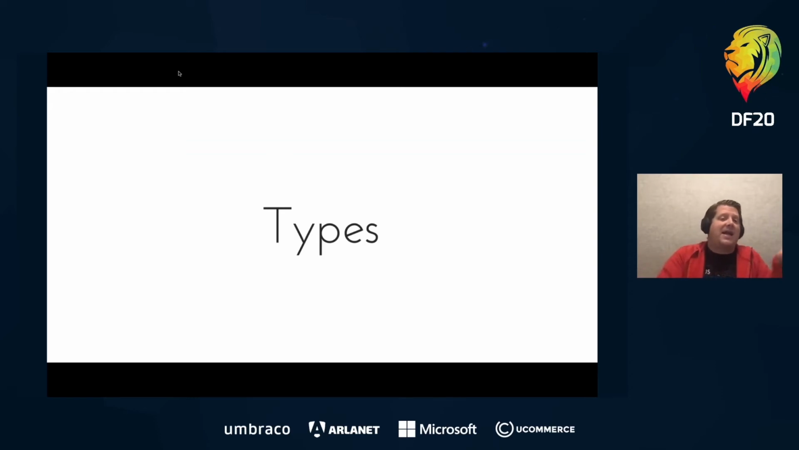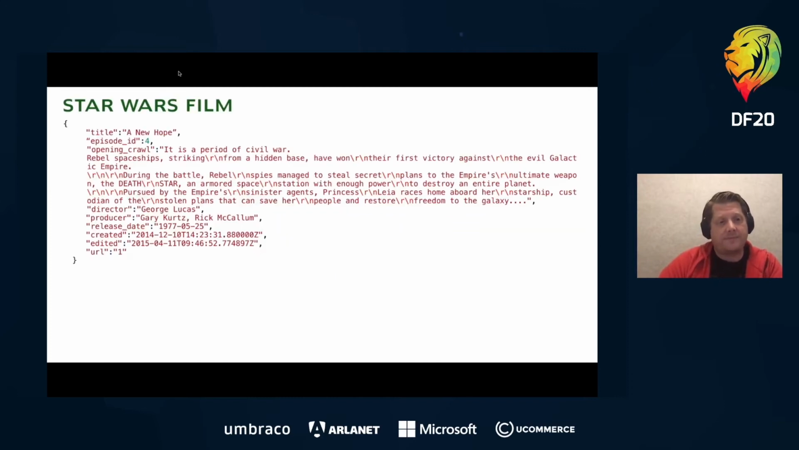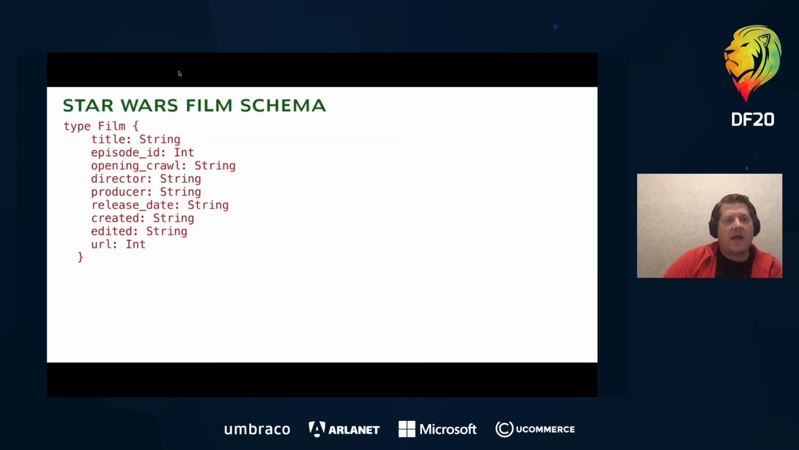So what is an ID? Or what is the title of the film? And you break those down into types. So now it's a little bit more predictive as to what types of things you're getting back. So int, float, string, Boolean, those types of things are what you have when you're querying a GraphQL endpoint. So you take this data that is a Star Wars film and you create a schema around it. And so it ends up looking like this. And this is the type of thing that you get to query.